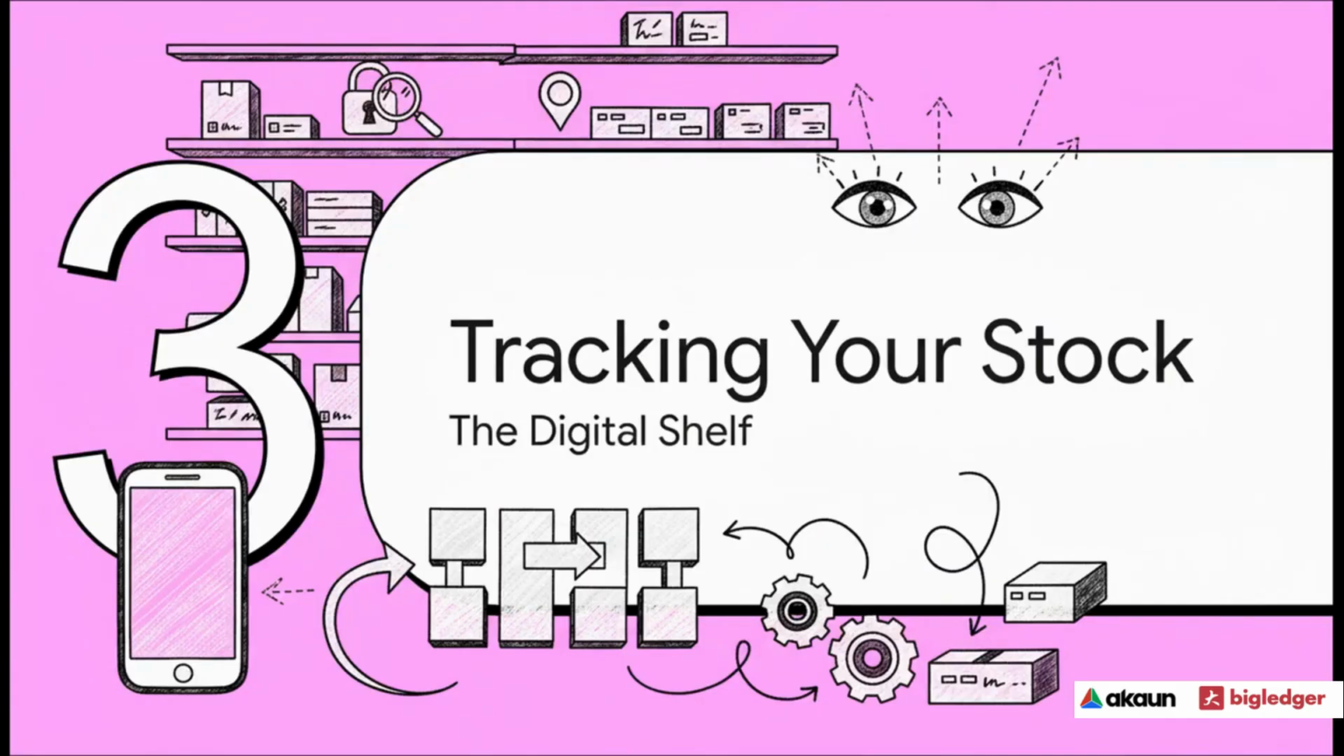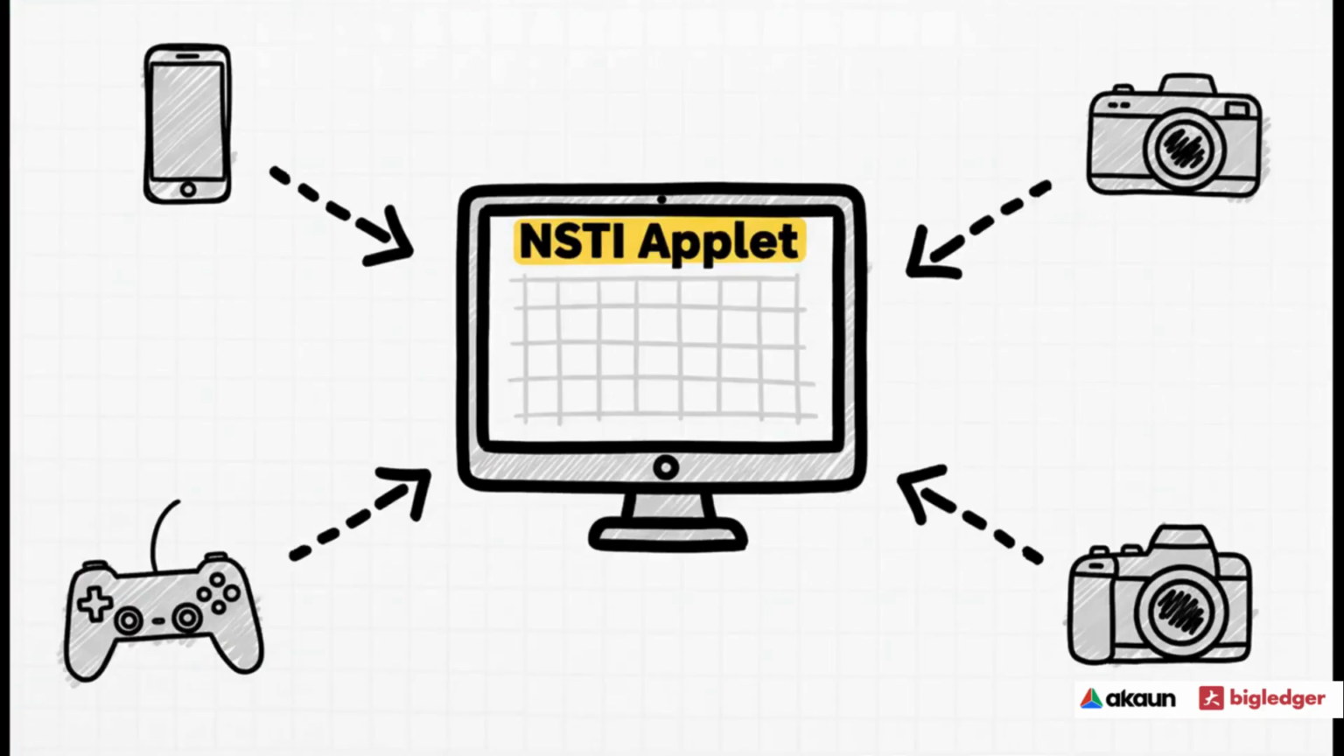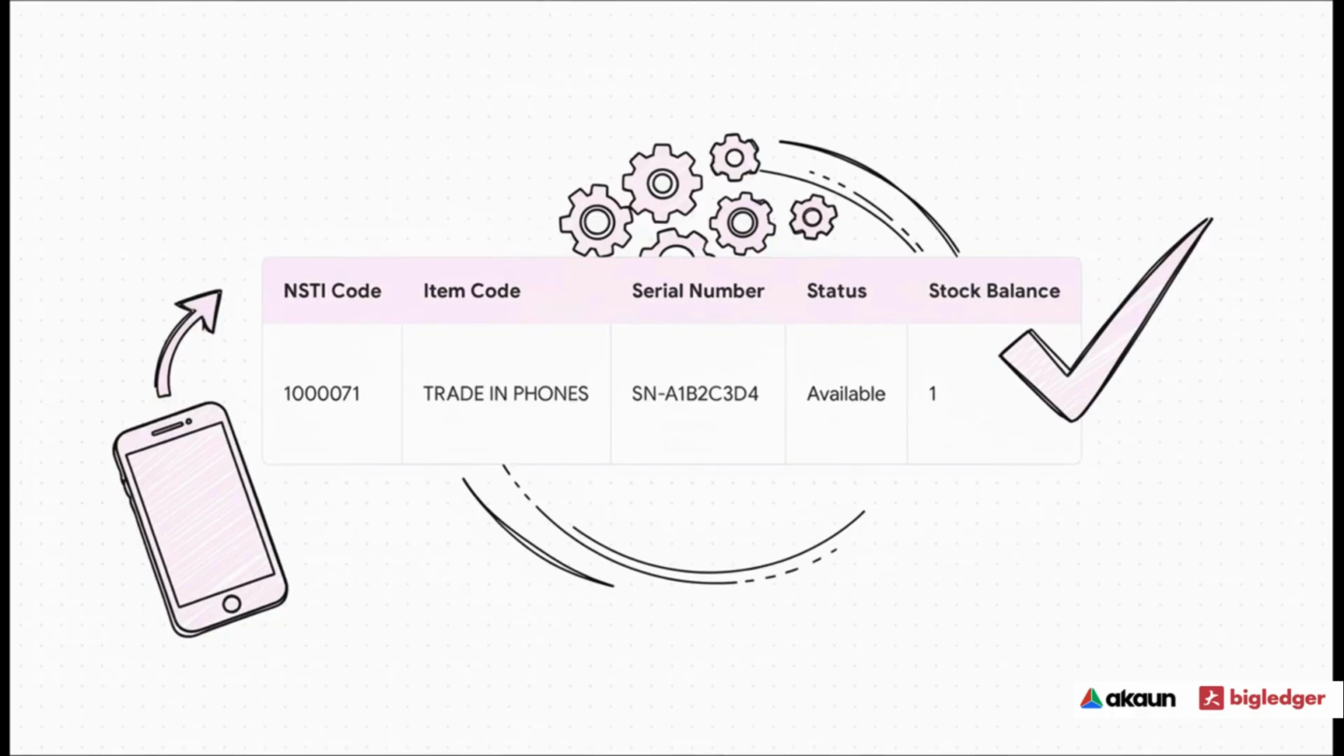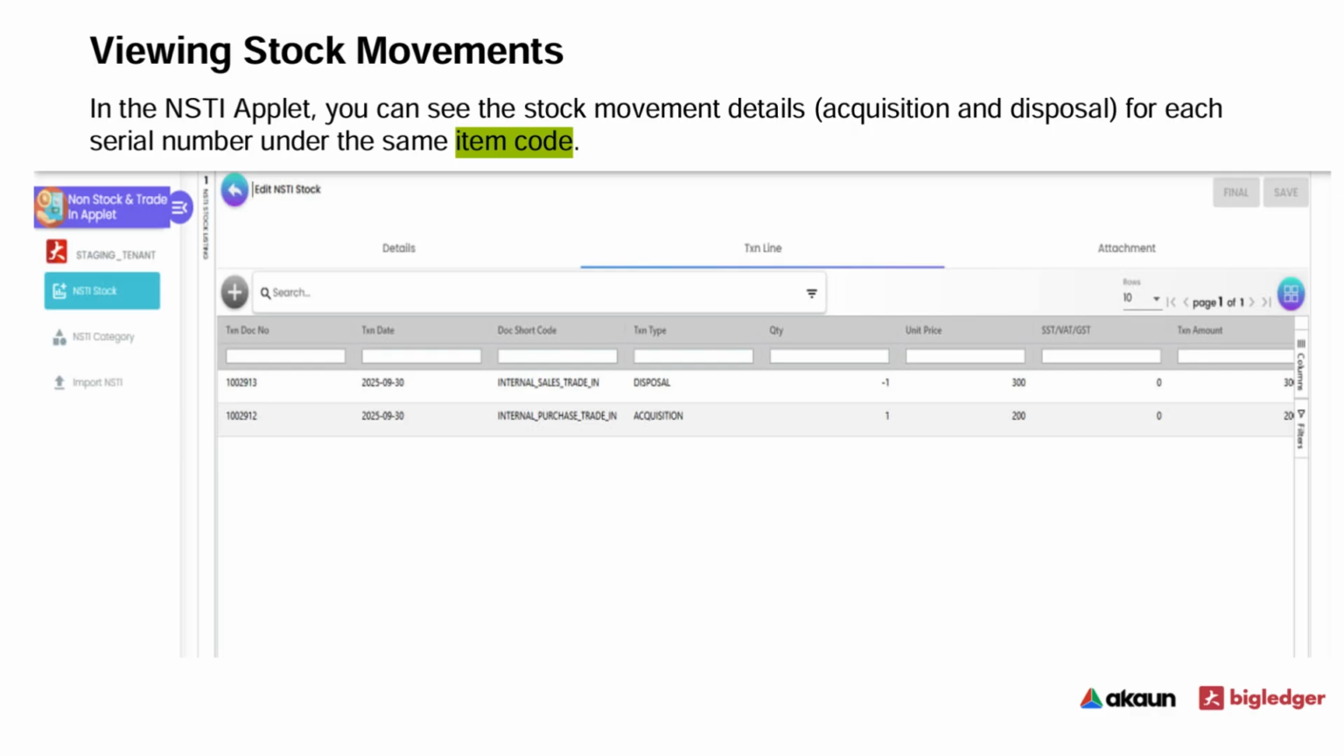Okay, the phone is in your system, but where does it live digitally? How do you keep an eye on it? Let's take a look at how these items get tracked. See, everything is managed in one central place, the NSTI applet. This is basically your digital shelf for all of these unique trade-in items. So what happened behind the scenes is, the moment that phone was acquired, the system automatically created this new entry right here. You can see it's logged under our trade-in phones code. It has that specific serial number we typed in, the status is available, and crucially, the stock balance is now 1.